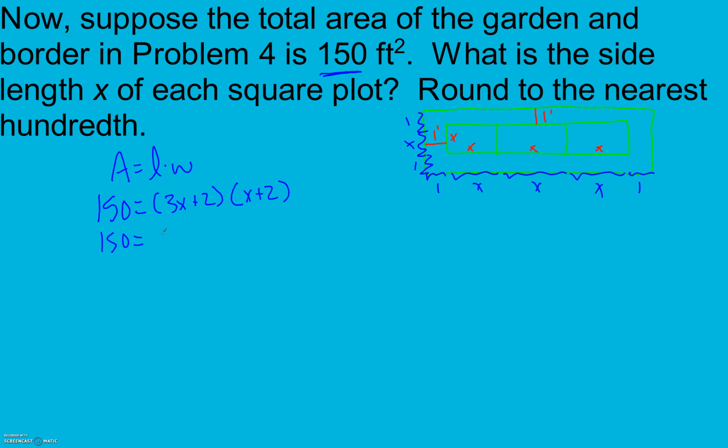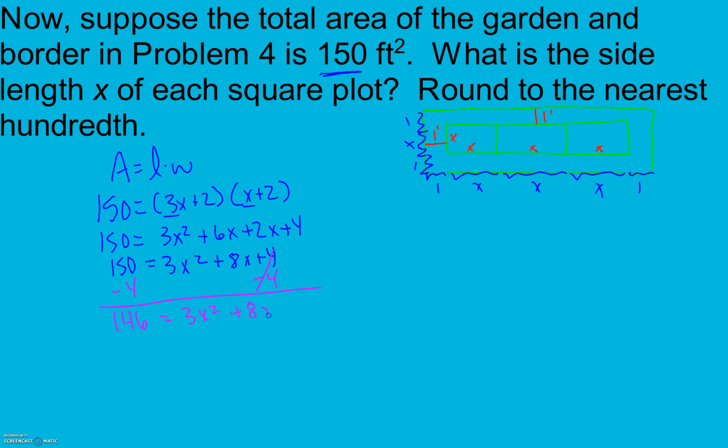So our first step still is going to be to simplify each side before we can combine them. We're going to FOIL here. 3x squared plus 6x plus 2x plus 4. And then combine our like terms. Now, we're going to get this into a form that we can complete the square. So I'm going to move everything that isn't my x squared or my x term to the other side.